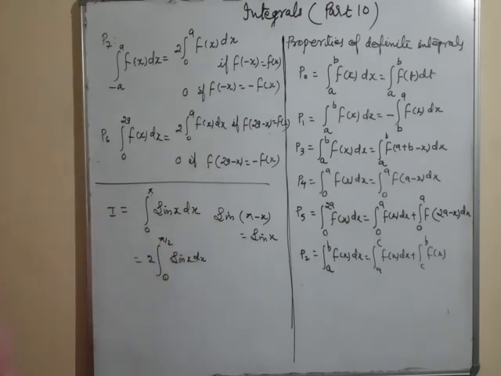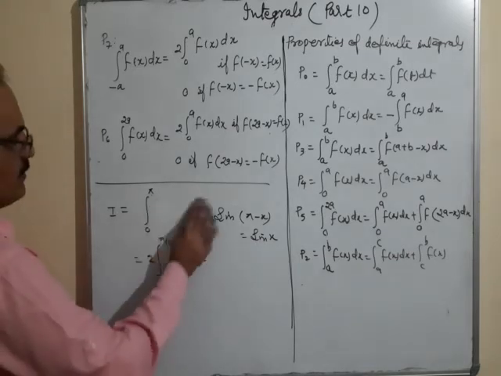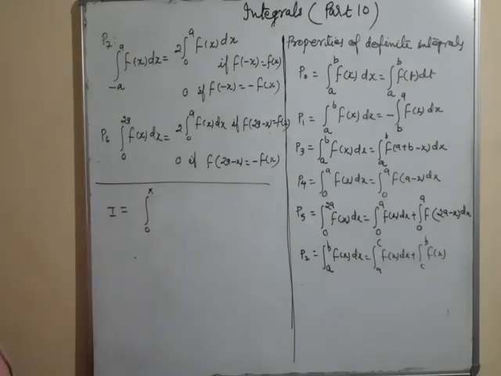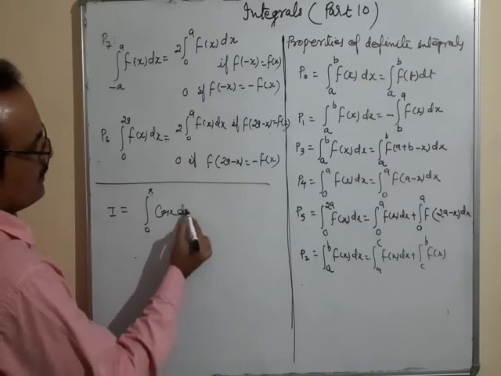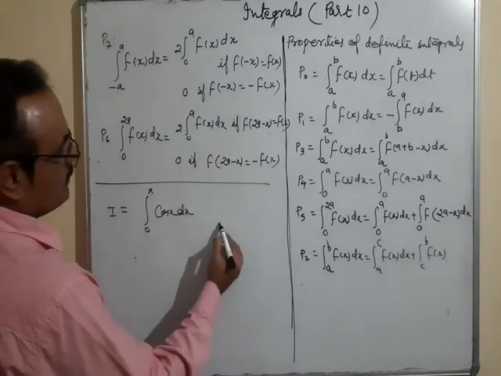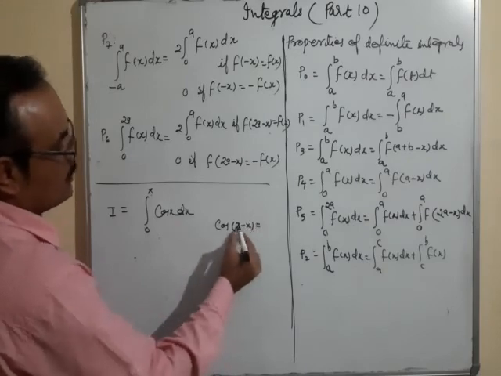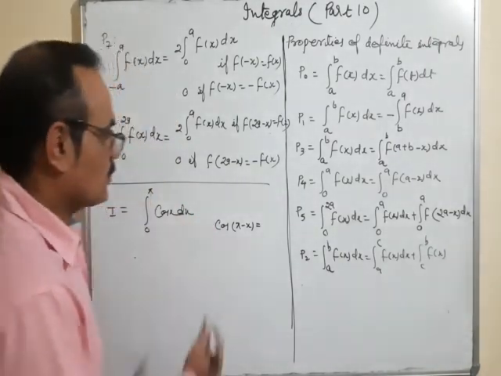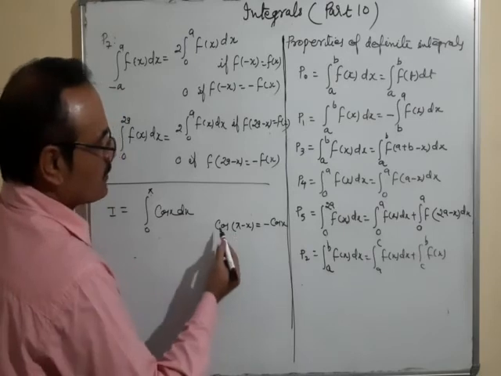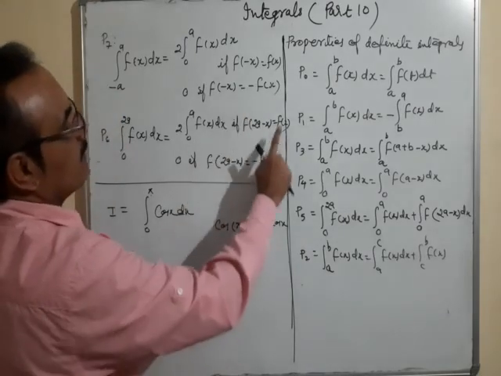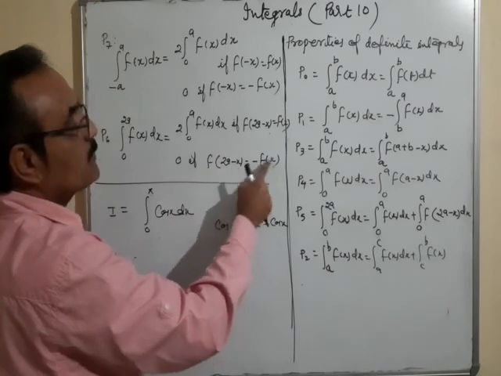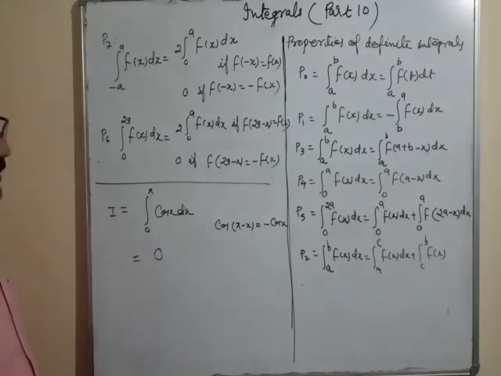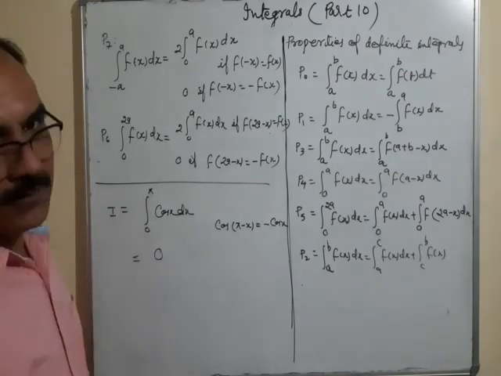Now let us see the second example. The limit is the same, no change in the limit. In place of sine x, there is a cos x. Now what happens? Put cos of pi minus x, that is cos of 180 minus theta, in the second quadrant. In the second quadrant, cos is negative, only sine is positive. So what is this? Minus cos x. So cos of pi minus x is equal to minus cos x. That means the second condition comes, f of 2a minus x is equal to minus f of x. So what does it mean? Here the result is 0. So integral from 0 to pi of cos x dx is equal to 0.